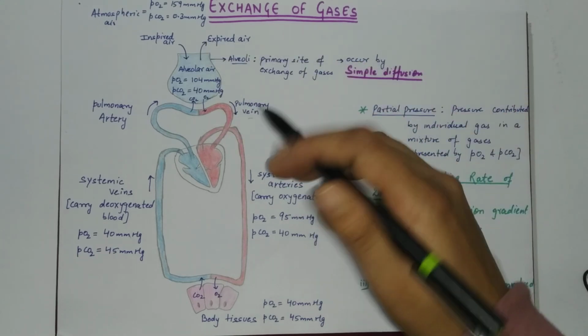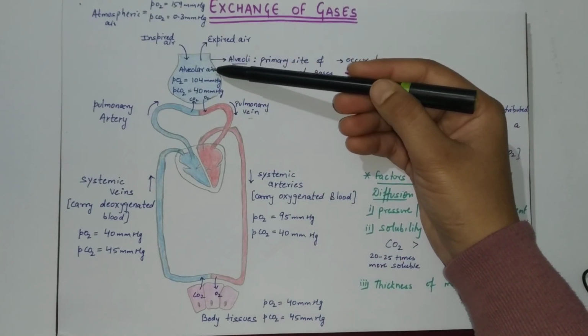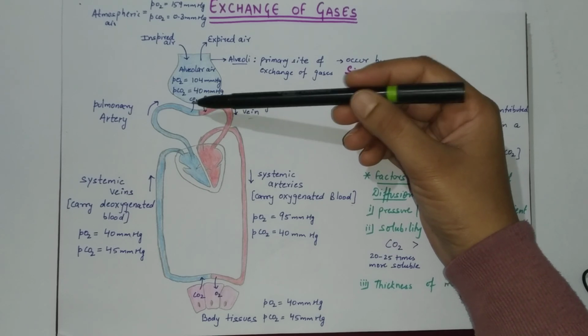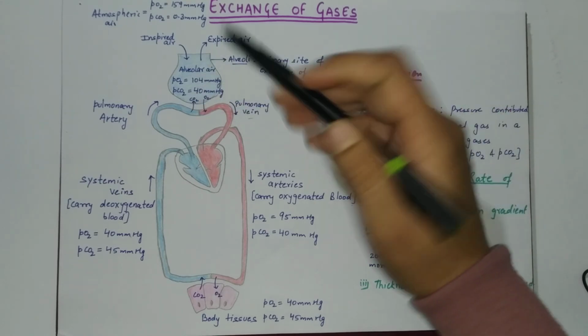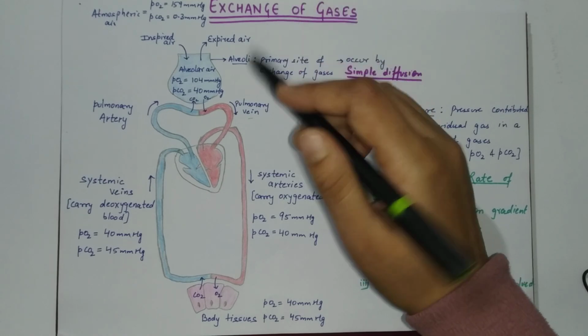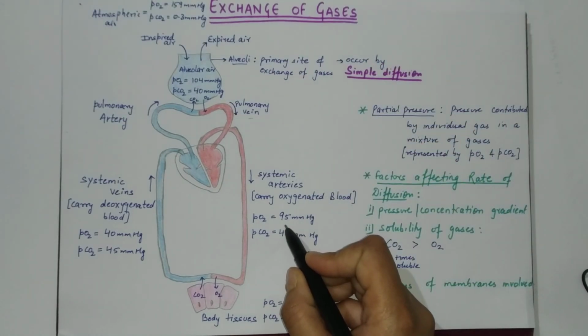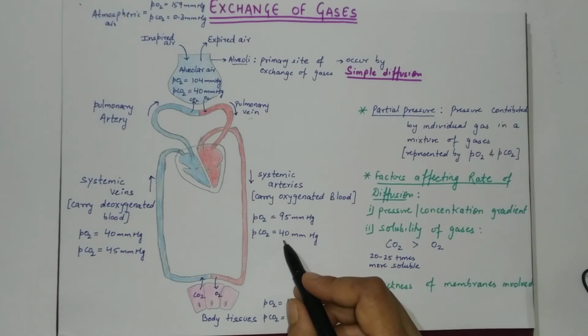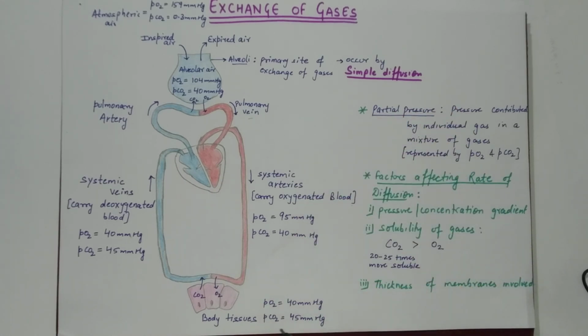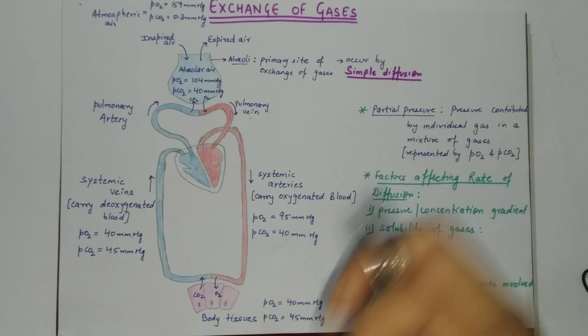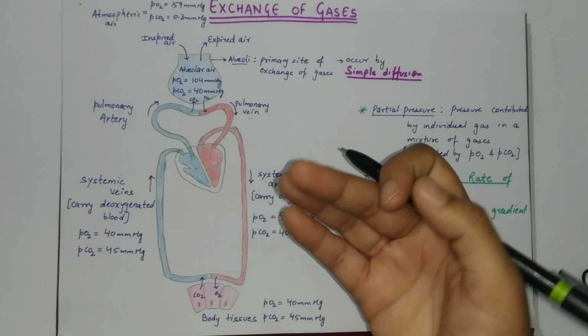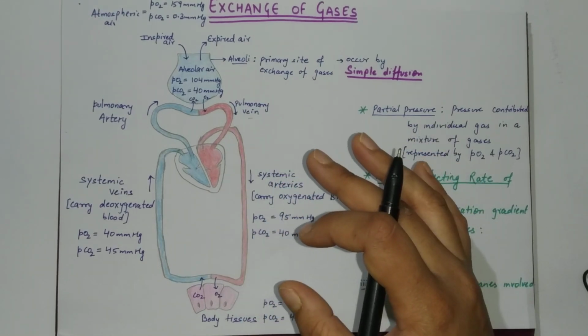So that is why oxygen will move inside because of a lower pressure inside the lung, and CO2 will move outside because of the lower pressure present in the atmospheric air. Then this oxygenated blood has a PO2 of 95 and a PCO2 of 40 mmHg. And at the tissue level, the partial pressure of oxygen is 40 mmHg and that of carbon dioxide is 45 mmHg. So oxygen will be taken up by the tissues and CO2 will be released out of the tissues. This all is along the pressure gradient.